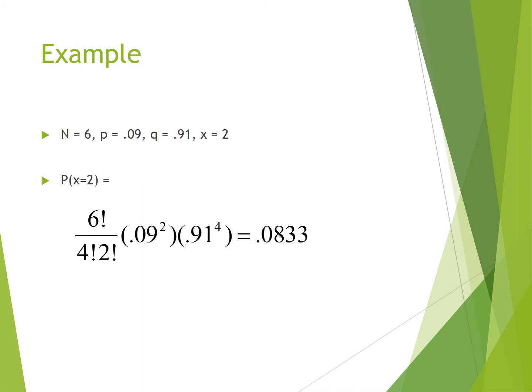So for example, suppose n is 6, p is 0.09, which means q is 1 minus 0.09, or 0.91, and x is 2. So the formula says 6 factorial, divided by (6 minus 2), which is 4 factorial, times 2 factorial, times 0.09 squared, times 0.91 to the 4th, and we get 0.0833. I just wanted to show this to you. You are going to be using Minitab to do these probabilities.